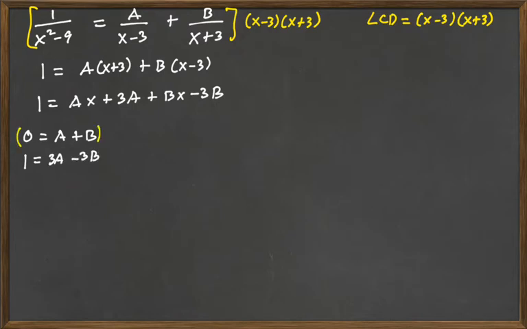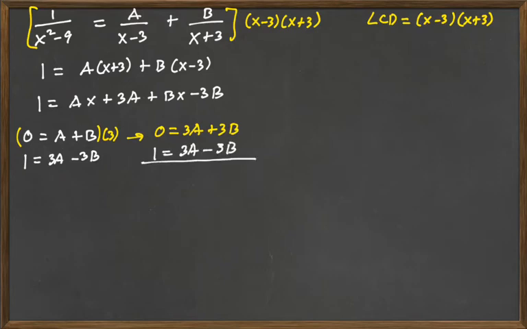And so now this is a system of equations, a system of two equations and two unknowns, so we can solve this by the elimination method or substitution. I'm going to elect to solve by the elimination method, and I'm going to multiply the top equation by 3, so it gives me 0 equals 3a plus 3b, and the bottom equation 1 equals 3a minus 3b.